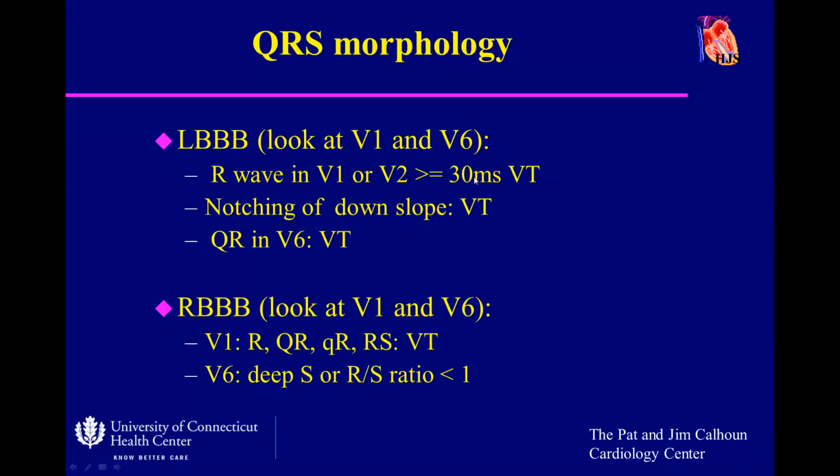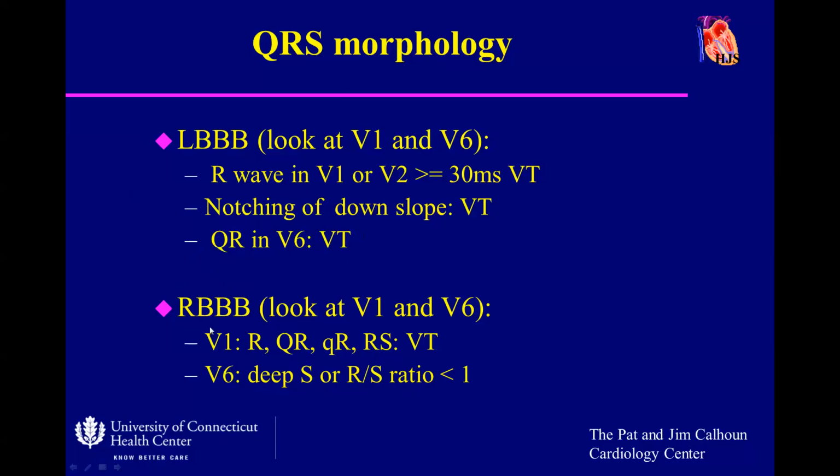And you're done, okay? If you have notching of the downslope, so basically it goes down, little notch, goes down further, this is VT. Look in V6. If you have a QR in V6, you have the diagnosis of VT. In a typical left bundle, you do not have a Q wave in V6. So this applies for left bundle branch block morphology.